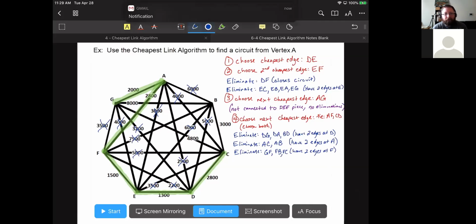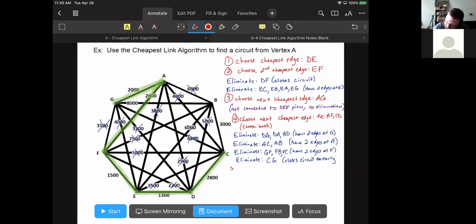Okay? That doesn't leave very many options left to pick from in terms of closing this thing. And actually, there's one more elimination because it would close the circuit too early. CG is also going to be eliminated, because if I were to pick that, I wouldn't have visited B. So if you look, there aren't many edges left to choose from here. In fact, we only have two edges left.